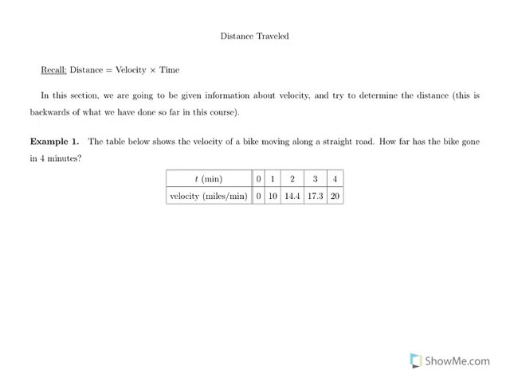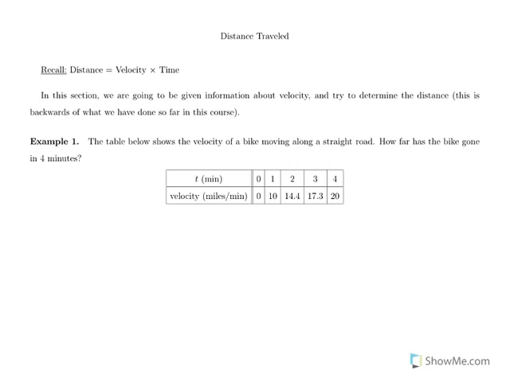So first, let's talk about distance traveled in general. We're going to use this formula from physics or from earlier in this course: distance equals velocity times time. If you are going 10 miles per hour for 1 hour, you have traveled 10 miles. Velocity times the time. In this section, we're going to be given information about velocity, and we're going to go backwards from what we've done and try to determine distance given velocity. This is all moving forward to Chapter 5, Chapter 6 material, which is looking at antiderivatives, and we'll see how that's all related in a few sections.